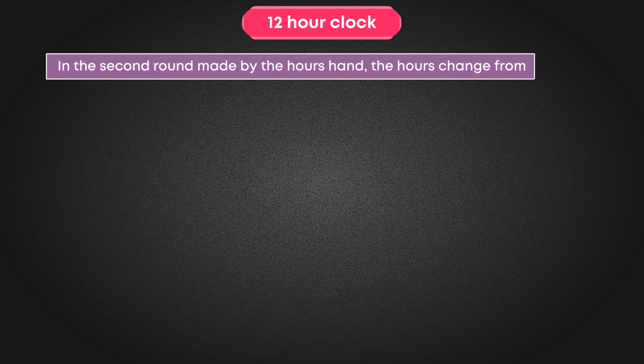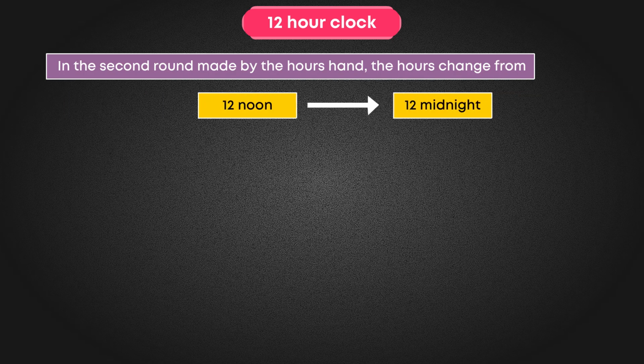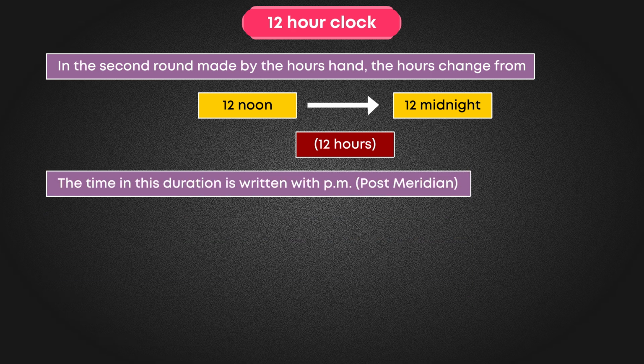In the second round made by the hour hand, the hours change from 12 noon to 12 midnight, 12 hours. The time in this duration is written with PM, post-meridian.